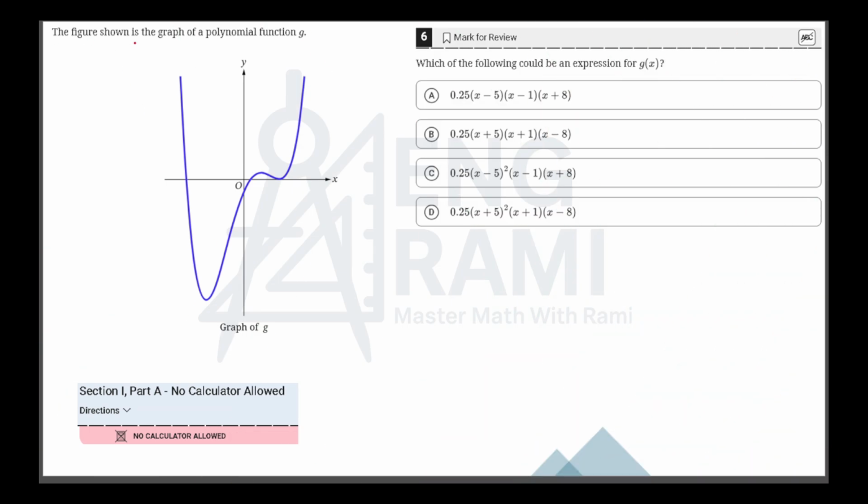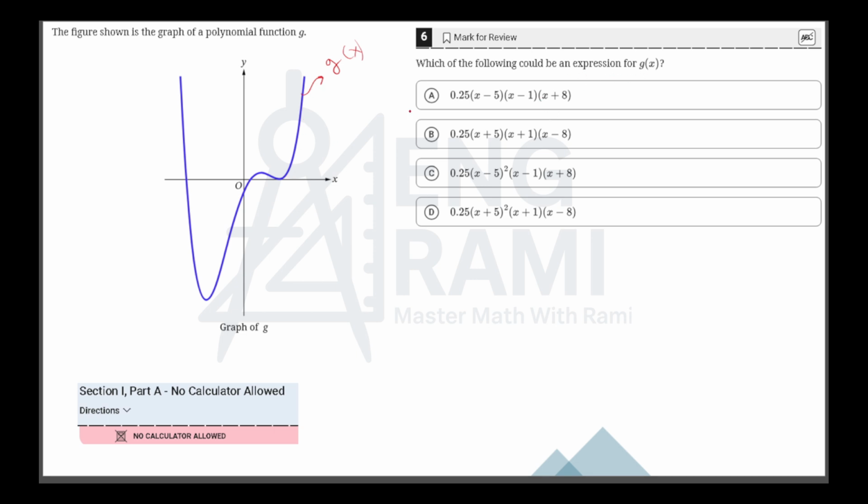The figure shown is the graph of polynomial function g. Which of the following could be an expression for g of x? As you can see, we have a polynomial graphed on the x and y axes. So then g of x is a polynomial, and one of those choices can be an expression for g of x.